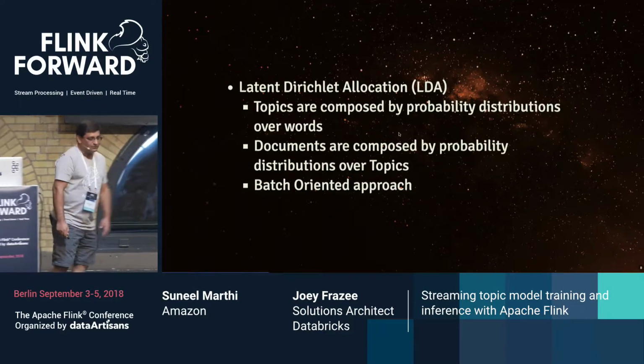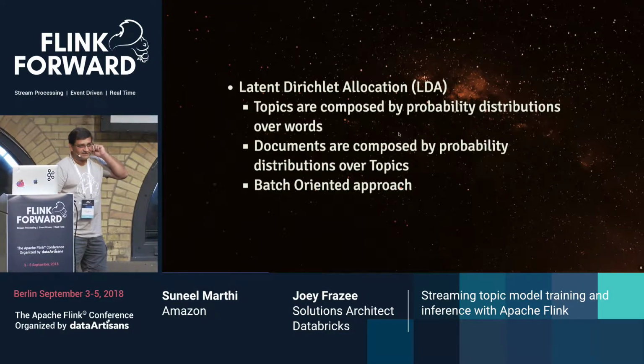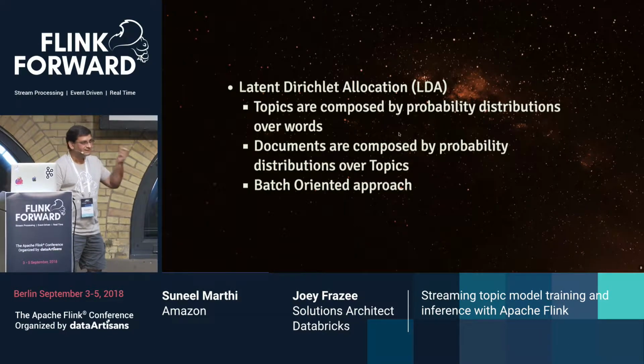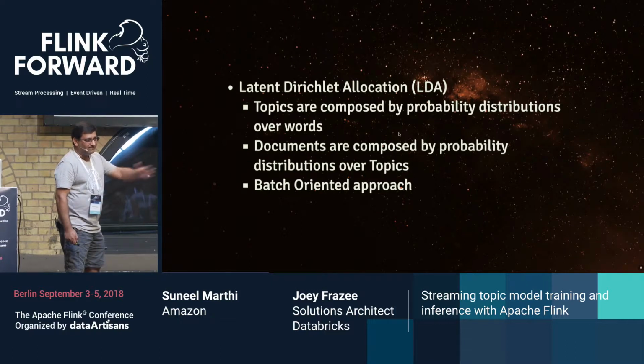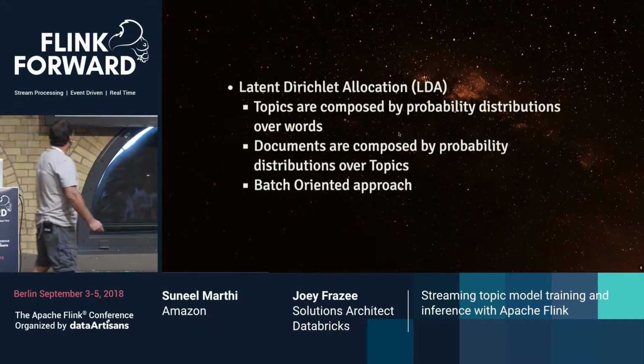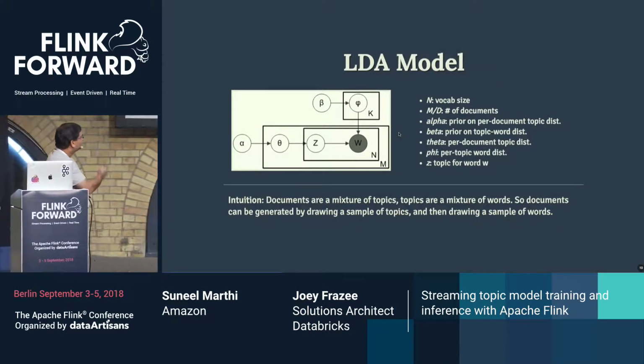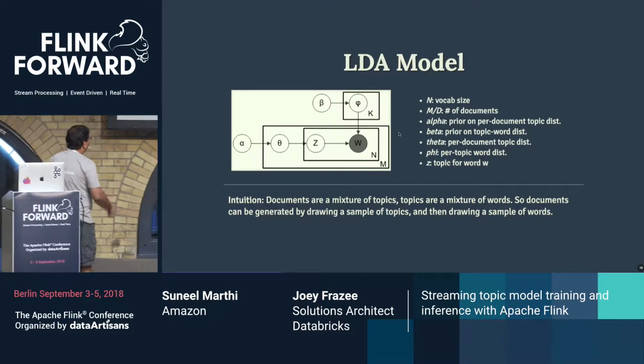So if you look at the old Mahout implementation of LDA, it's on MapReduce. It's a batch-oriented process. And anytime you add a new document, you've got to run the whole batch all over again on the entire corpus. So yeah, this is a plate diagram for what an LDA model looks like.